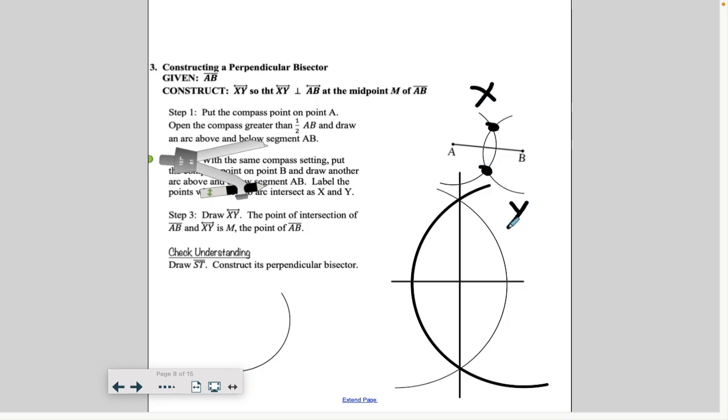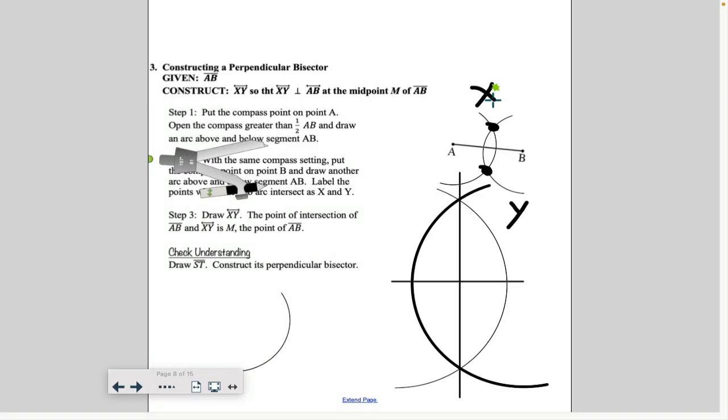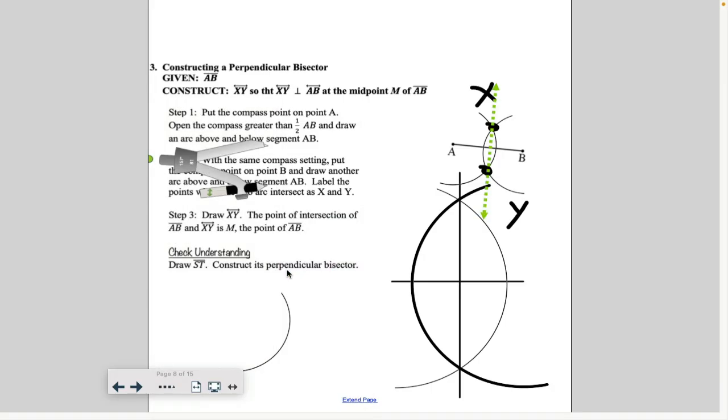And then it's asking me to draw in a line. So line XY that goes through them. And that's my perpendicular bisector. But we just worked on this on the homework a little bit. If I draw in this perpendicular bisector, I need to indicate that those are congruent to each other, and I need to indicate that's a right angle. It's actually not too bad.